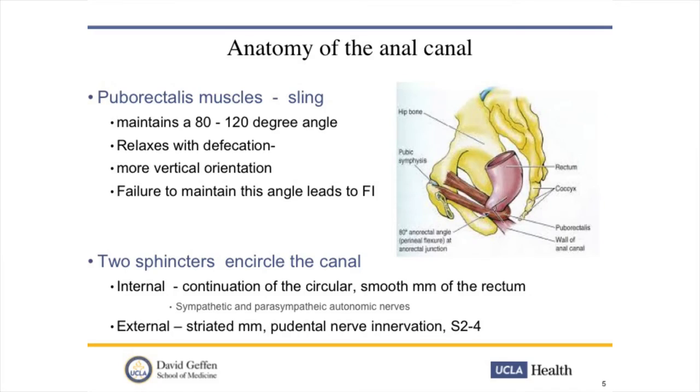There are also 2 sphincters that encircle the canal. One of them is internal. That's basically a continuation of the circular smooth muscle of the rectum, and it's innervated with your sympathetic and parasympathetic autonomic innervation. The external, the striated muscle, is innervated by your pudendal nerve, S2 to S4.